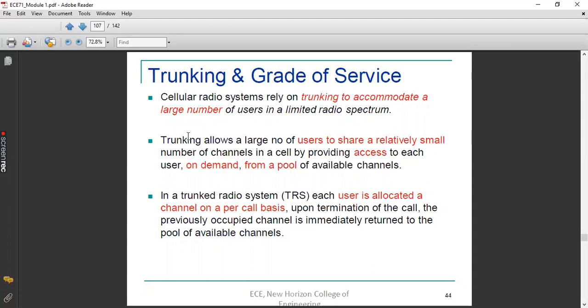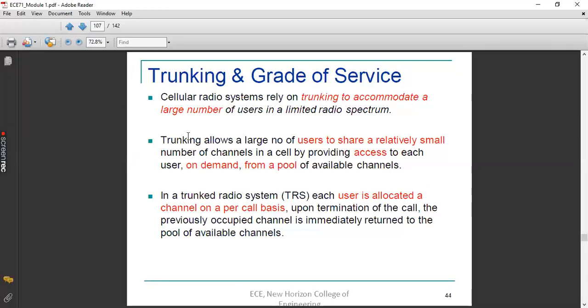It is not that permanently that particular channel is available to the entire subscriber. Whenever a channel is available as free, then that channel, provided it comes under the particular cluster or under that particular cell, will be allocated to the subscriber. So there will be a pool of channels allocated to the entire cell.